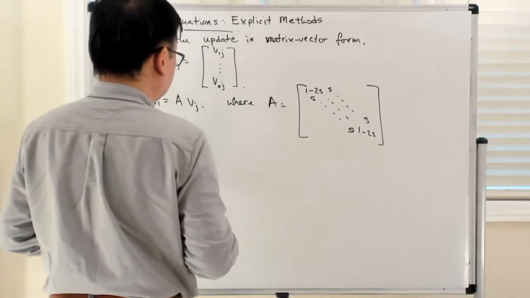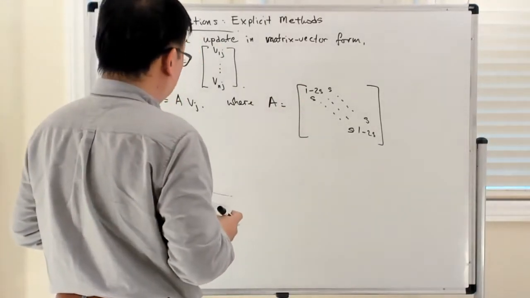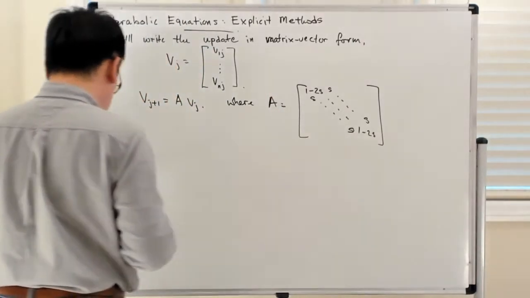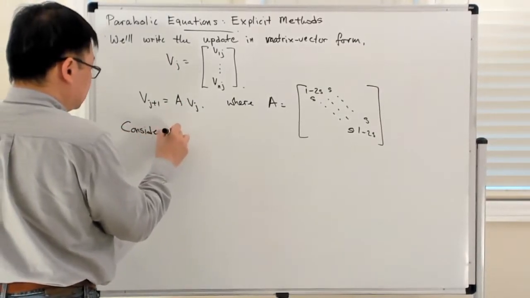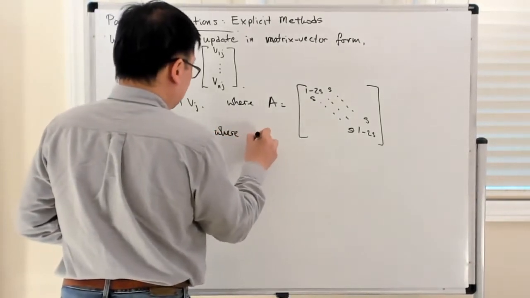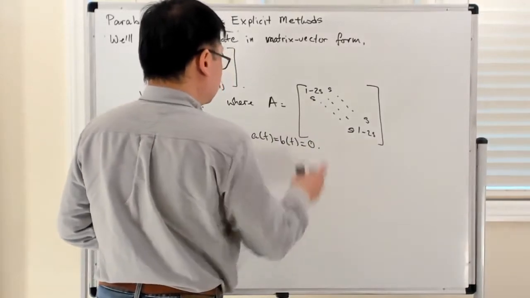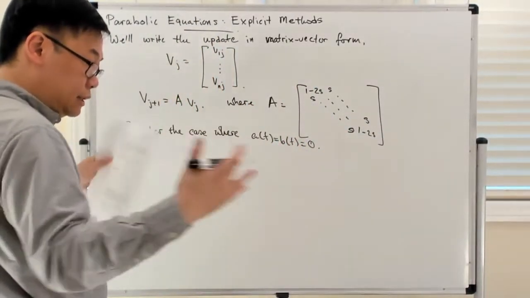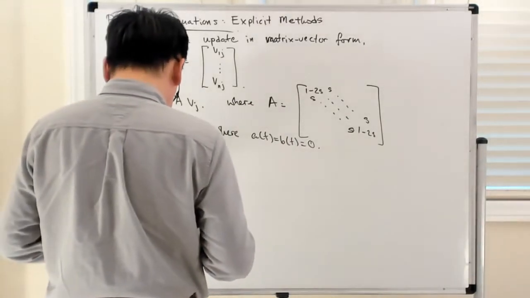And then I'm going to deal with the boundary data by specifying that the boundary values are 0. So I'm going to consider the case where A of t equals B of t equals 0. Right? So this is actually the entire thing then. So you don't have to worry about the heat associated with the boundary coming in here. Okay.